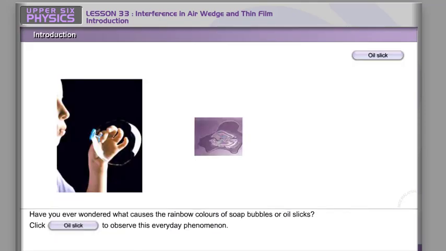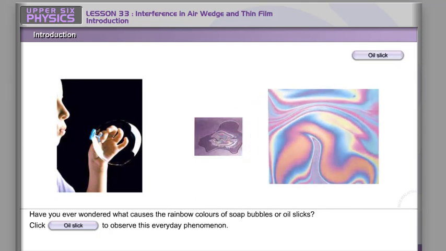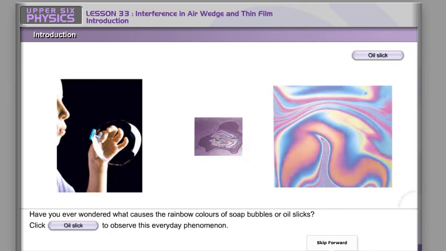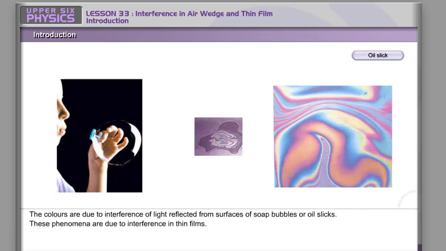Have you ever wondered what causes the rainbow colors of soap bubbles or oil slicks? Click the oil slick button to observe this everyday phenomenon. The colors are due to interference of light reflected from surfaces of soap bubbles or oil slicks. These phenomena are due to interference in thin films.